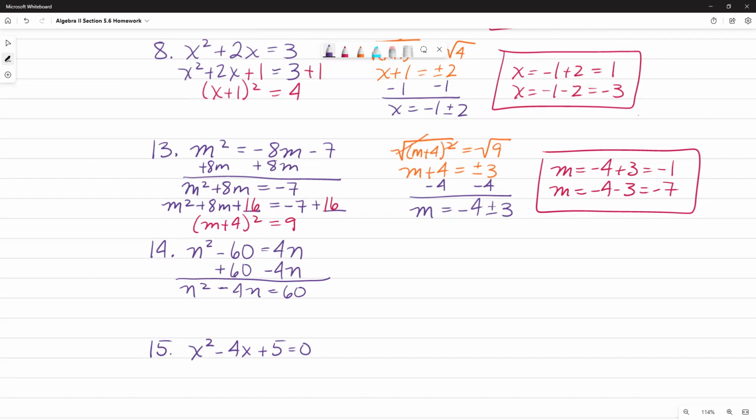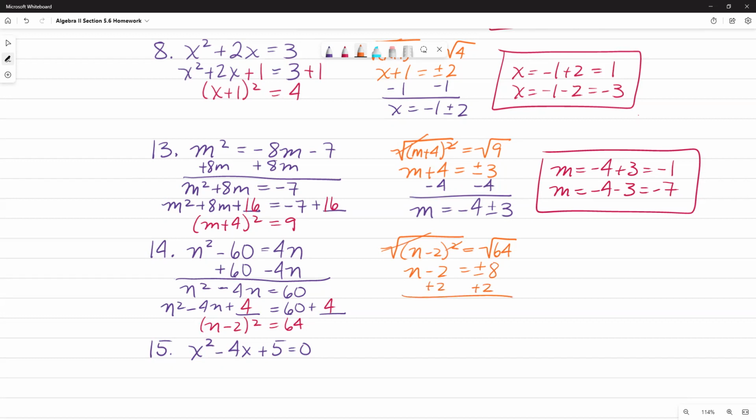All right. So now n squared minus 4n, that's -2, or plus -2. So that means -2 times -2 gives me 4. So I'm adding 4 to both sides, and I end up with n minus 2 squared equals 64. So n minus 2 squared, and then take the square root of both. Square root of 64. Let's cancel, and we get n minus 2 equals plus or minus 8. Add 2 to both sides. And your final answer is n equals 2 plus or minus 8.